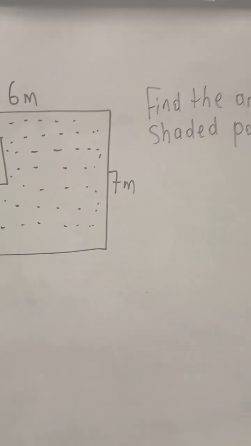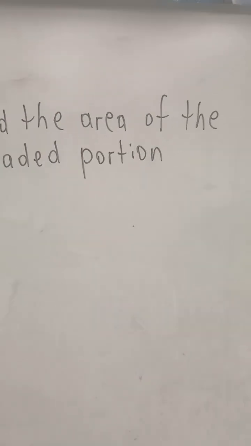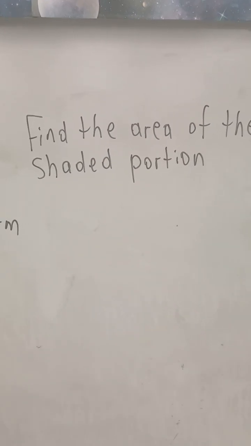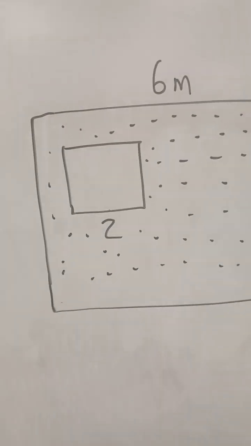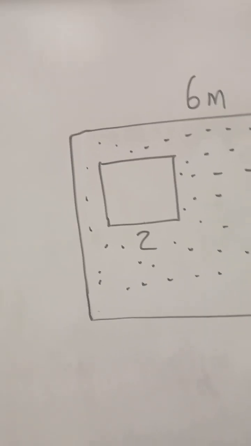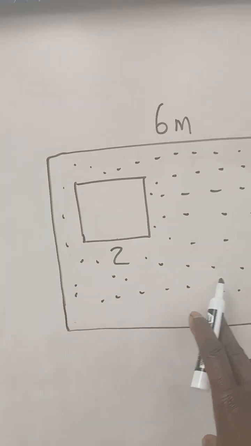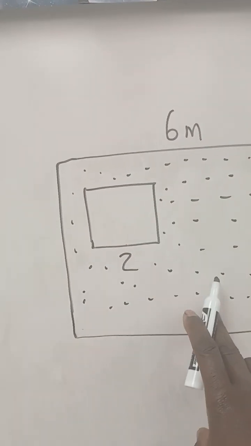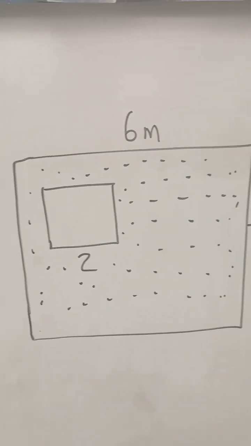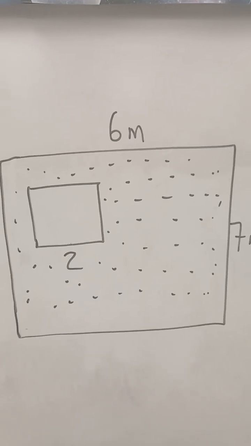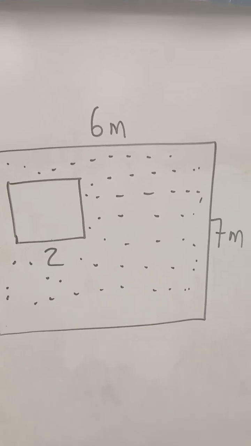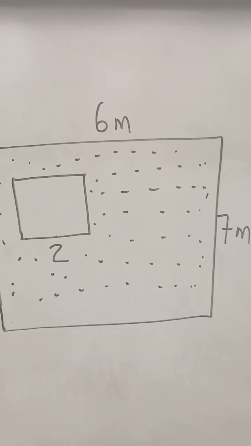So this question is asking us to find the area of the shaded portion. What is the shaded portion? This is the shaded portion. So we have a small quadrilateral inside of a larger quadrilateral. We need to determine what these quadrilaterals are, because based on knowing what the quadrilaterals are, then we know how to approach them.